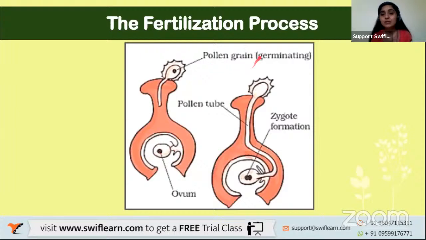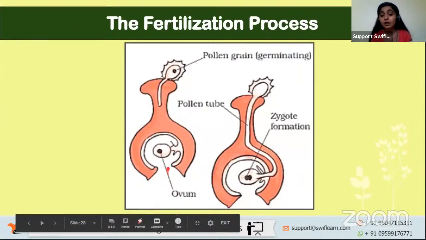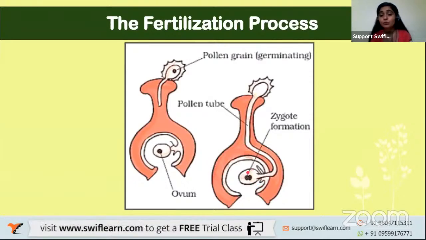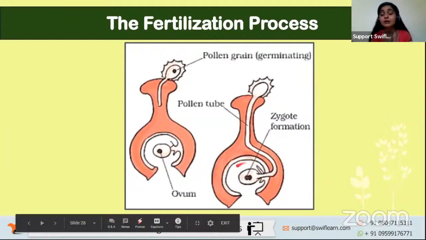Now, the pollen grains are right here, right? They get stuck over here, and with the help of the tube they reach down below to the ovule, right? They've come into the ovum right here, and they form a zygote. The pollen tube brings it, then forms over here to form a zygote. As soon as the zygote is formed, the process is known as fertilization.